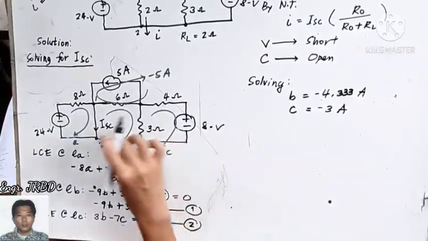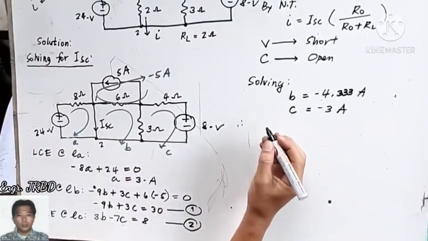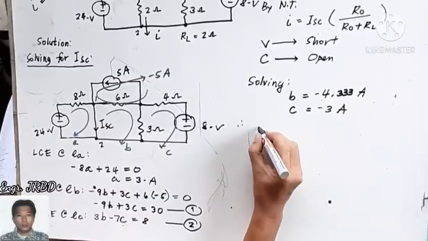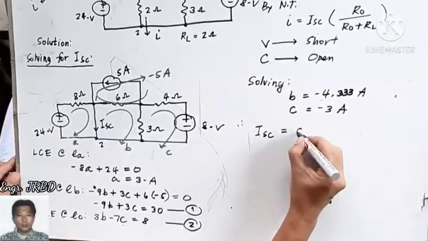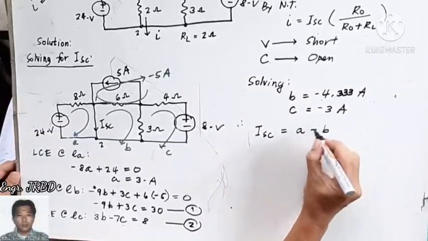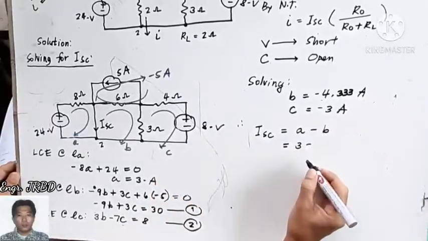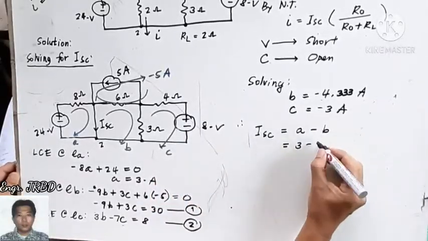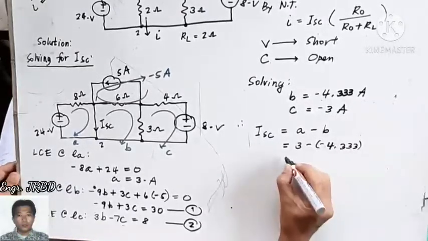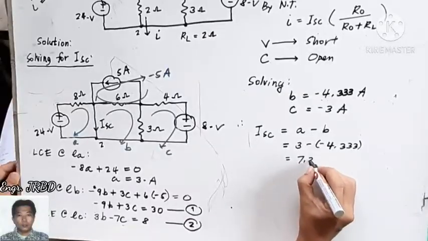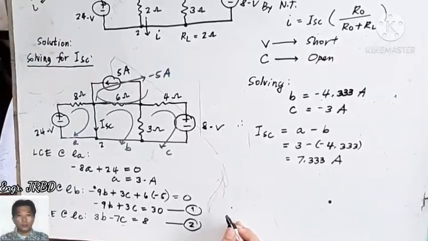This time, you can now obtain the value of the short circuit current. Short circuit current is equivalent now to the difference between your A and your circulating current B. A being 3 amperes and the value of B is negative 4.333. So the short circuit current is 7.333 amperes. Okay?